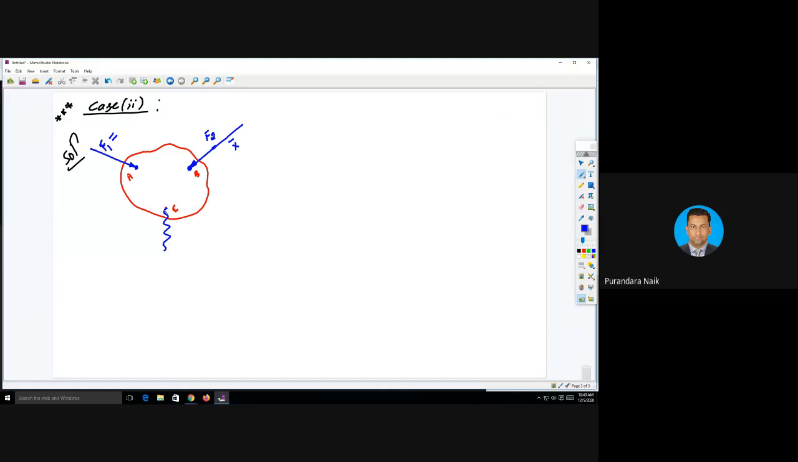So what is the indication of this one? I don't know the magnitude, I don't know the direction. Is it okay? So the zigzag line indicates it is unknown in magnitude as well as direction. Is it okay? Please don't get confused. Now onwards, I'll use this notation for an unknown force, both in magnitude as well as direction. Is it okay?